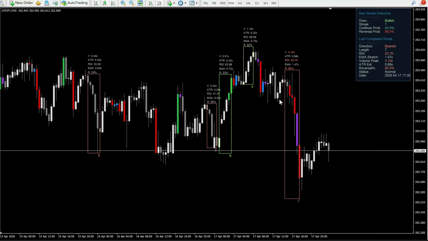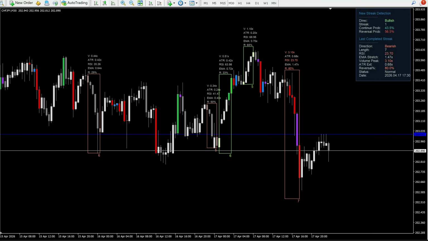Now, if this streak has become overextended, then it will show that this total volume was 3 times the average of the volume of the past. So the average of this was 3 times the average of the look back number of bars. So when that happens, the chances of reversal are that much greater.